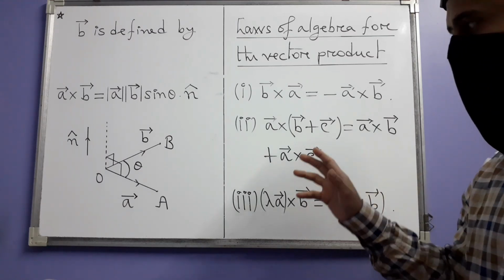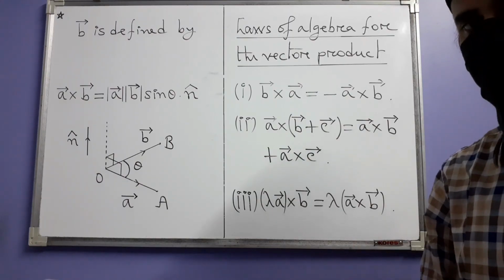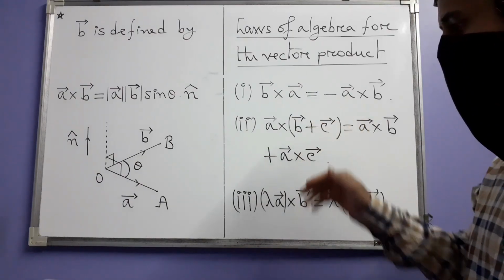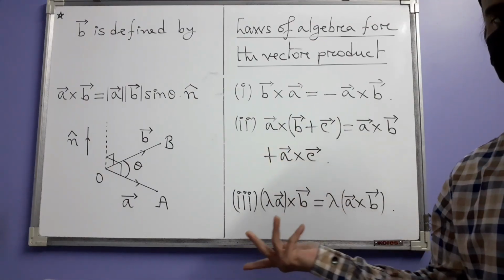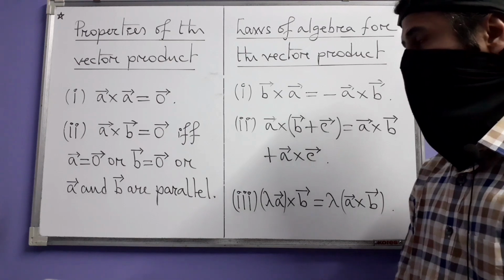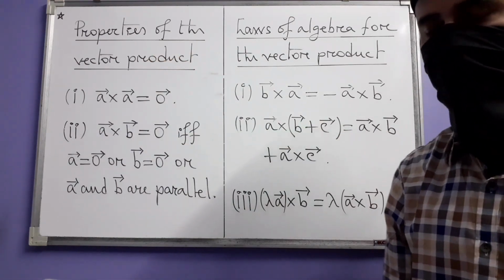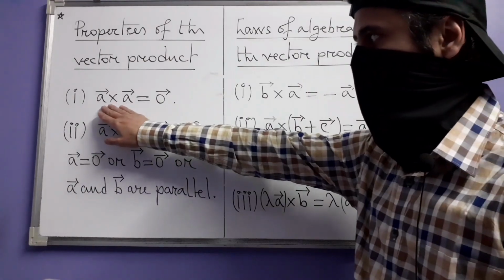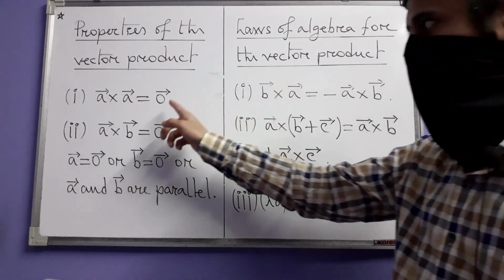We won't really be concerned about proving these things. Instead, we will use them whenever we need. You can find proofs of these things in any vector algebra book, or you can apply the definition and prove them yourself. They are not really that difficult. And besides these laws, we also have properties for vector product. The first one says that the vector product of a vector with itself is the zero vector.